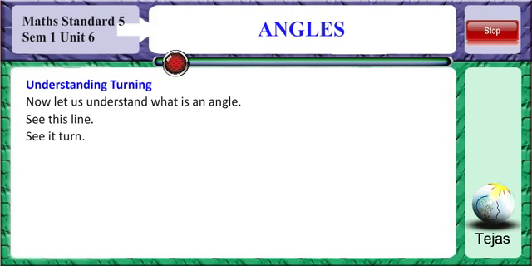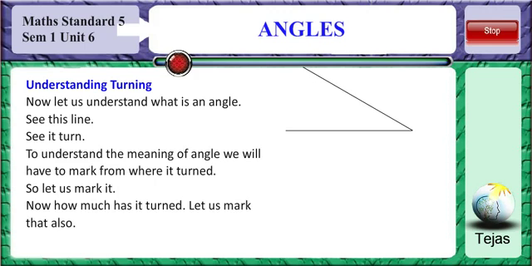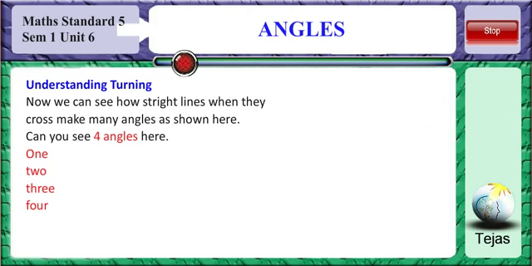Now let us understand what is an angle. Observe this line. Can you see it turn? In order to understand the meaning of angle, we will have to mark from where it turned. So let us mark it. Now how much has it turned? Let us mark that also. Now we can see how straight lines, when they cross, make many angles as shown.